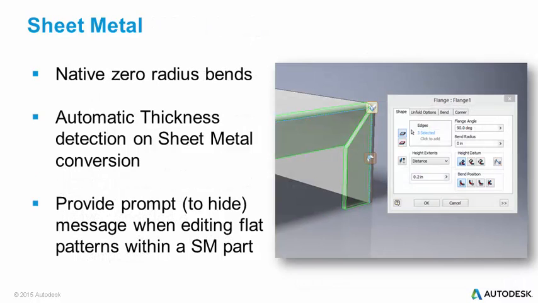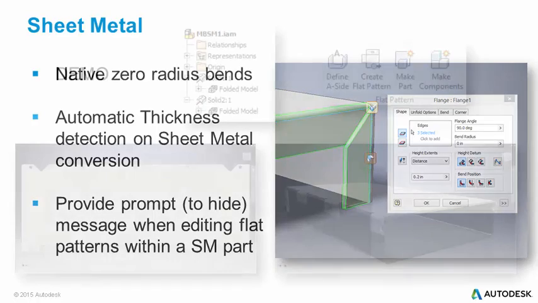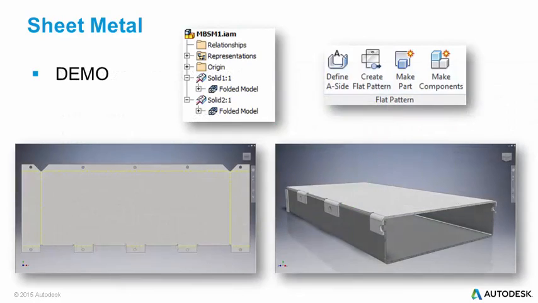There have also been additional conveniences added to the sheet metal environment, like the ability to create a zero radius bend and automatic thickness detection on a sheet metal conversion. There's also a prompt that allows us to hide the message when editing a flat pattern component. Let's take a quick look at some of the sheet metal enhancements in action.